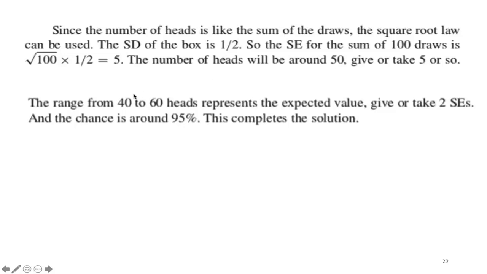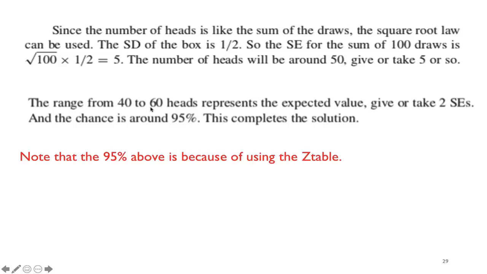So what's the probability that I get between 40 and 60 heads? Well, notice that between 40 and 60 is actually 2 SE away from the expected value of 50, right? Because the expected value is 50 and the standard error is 5. That means 40 is 2 SE to the left of 50, and 60 is 2 SE to the right of 50. So using the Z table, we can find that the probability of getting something between -2 SD and +2 SD is about 95%.